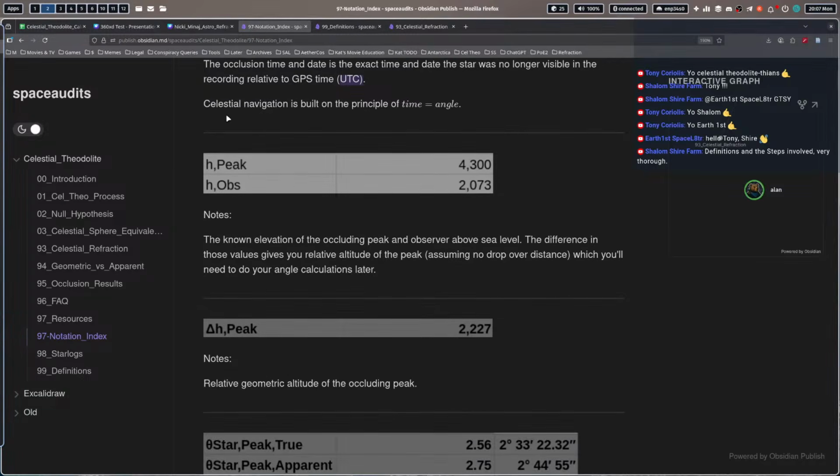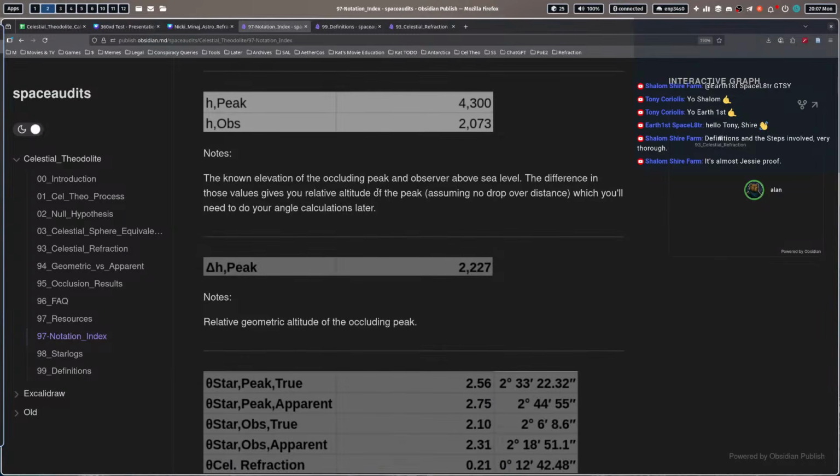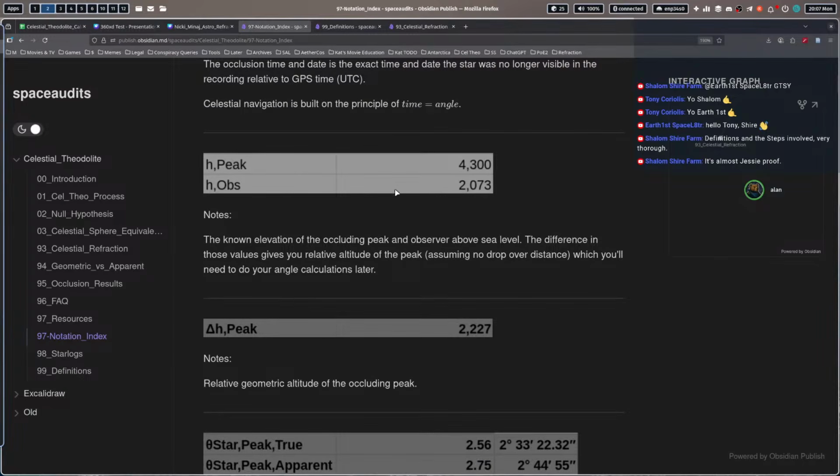Now, celestial navigation is built on the principle of time equaling angle. We're all familiar with the process and how we're externally testing an internally consistent system. But the basic premise here is time equals angle. So the occlusion time will correspond to an angle at which the star was.